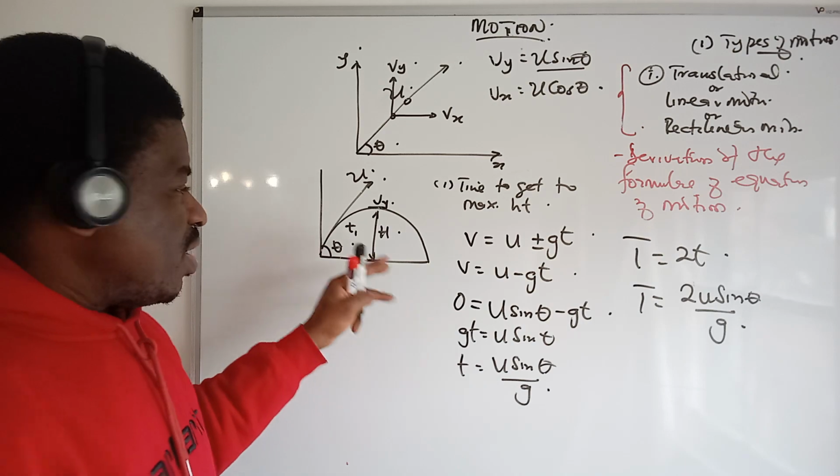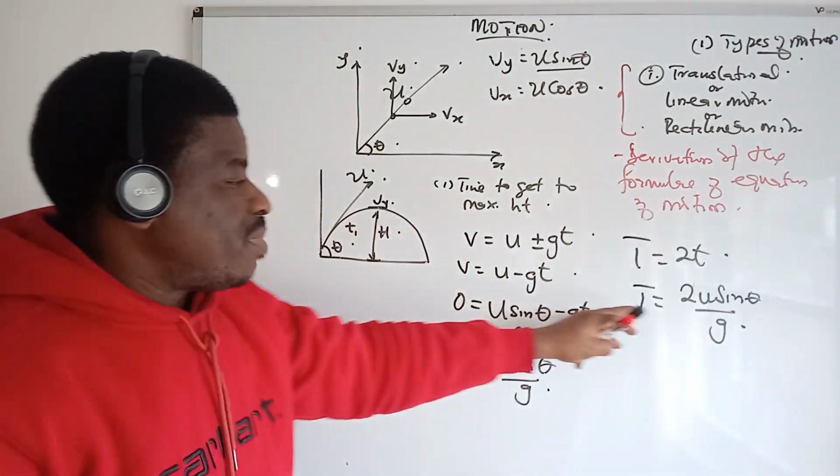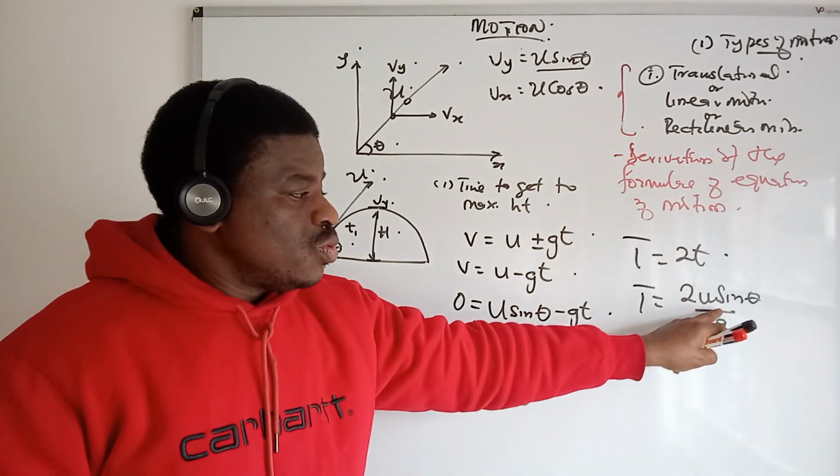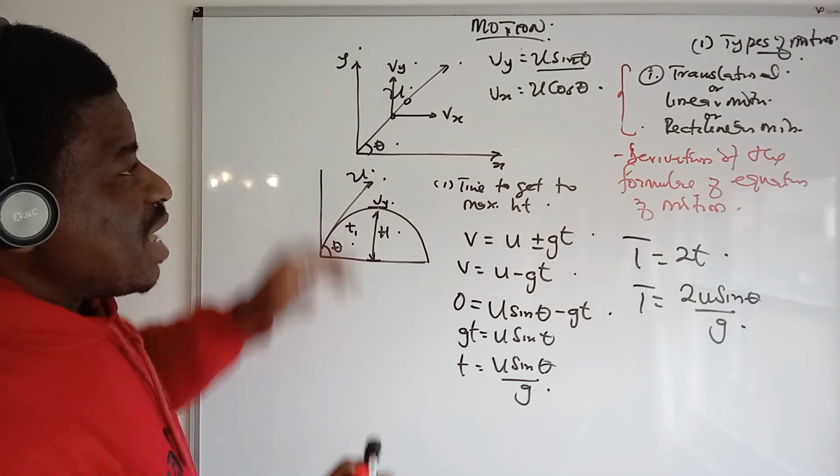I told you earlier, from here to here is T1, and from here to here is also the same thing. So just multiply by 2. So that's why you have 2u sine theta all over g. So that is the time of flight. So we are finished with the time of flight.